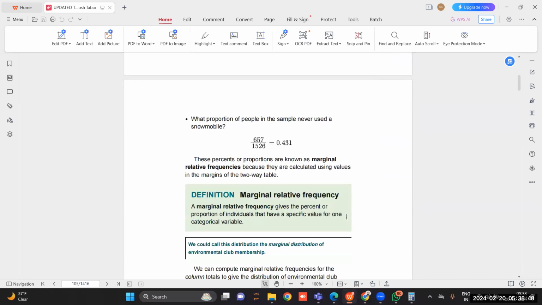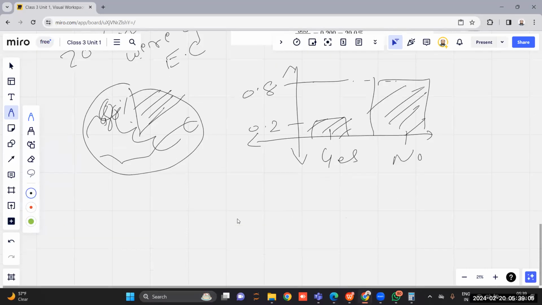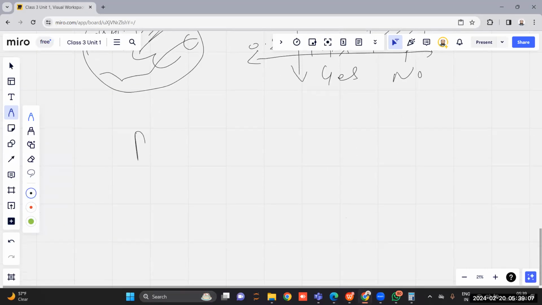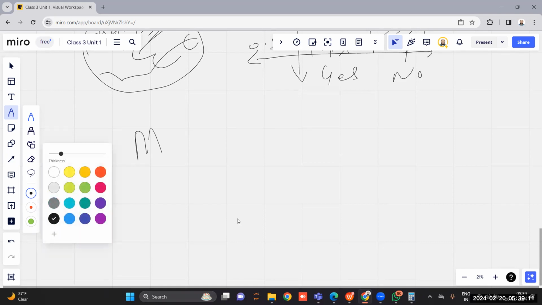Marginal relative frequency. This concept is very important. A marginal relative frequency gives the percent or proportion of individuals that a specific value of one categorical variable has. When does marginal probability come into the picture? This is very important to note down.